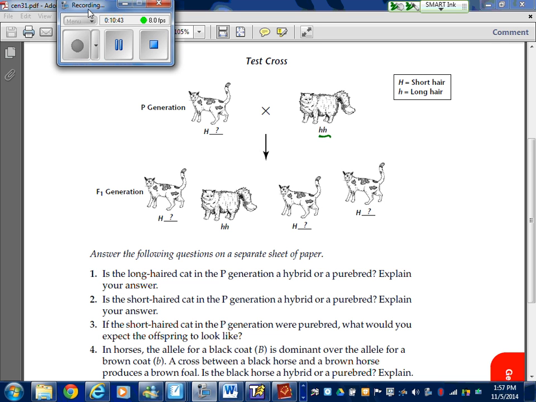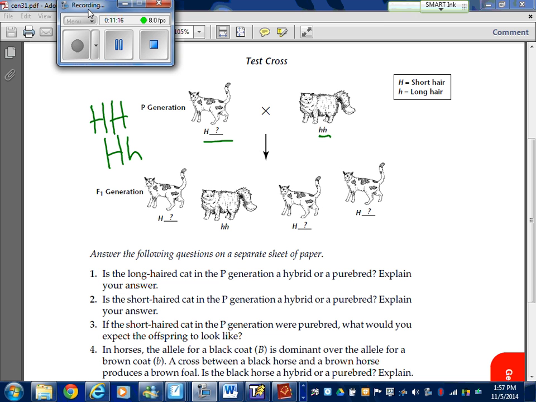Then the parent, this parent, has short hair. So we know that this parent has at least one dominant trait, correct? Okay, but the question is, so what could this cat be? It could be either big H, big H, or big H, little h. Guys, I'm going over this. This is the most common problem that people get wrong. So the question is, which one is it?